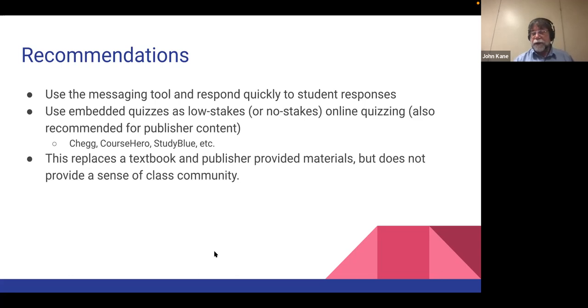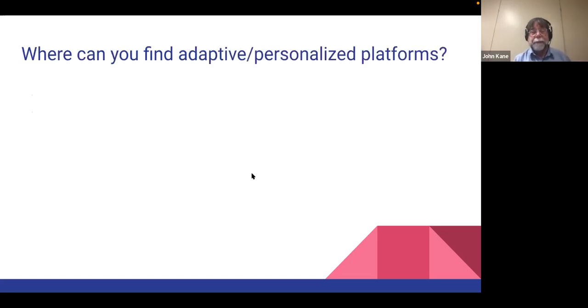One concern with the use of adaptive and personalized learning systems is essentially each student, when they're working with us, is working alone. It doesn't provide a sense of class community in the same way as group projects and other things may do. And therefore, you may want to think about ways of building that in.